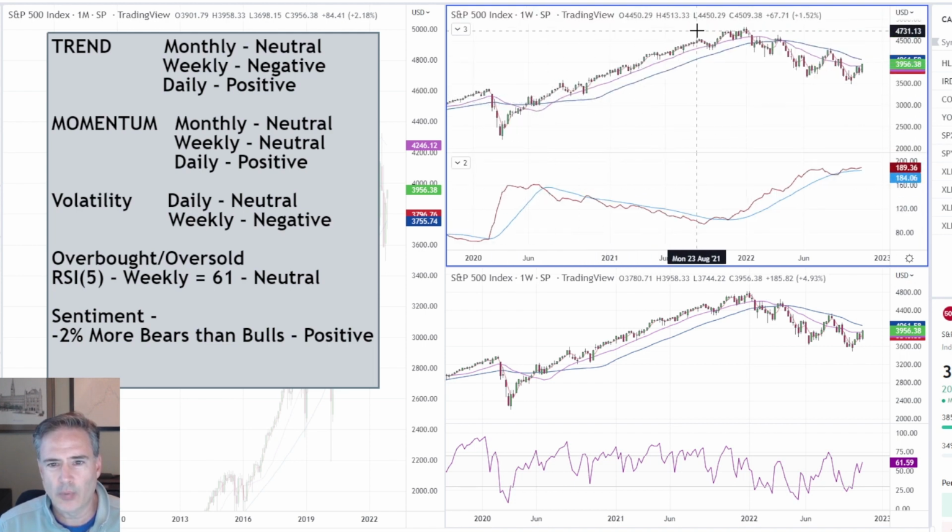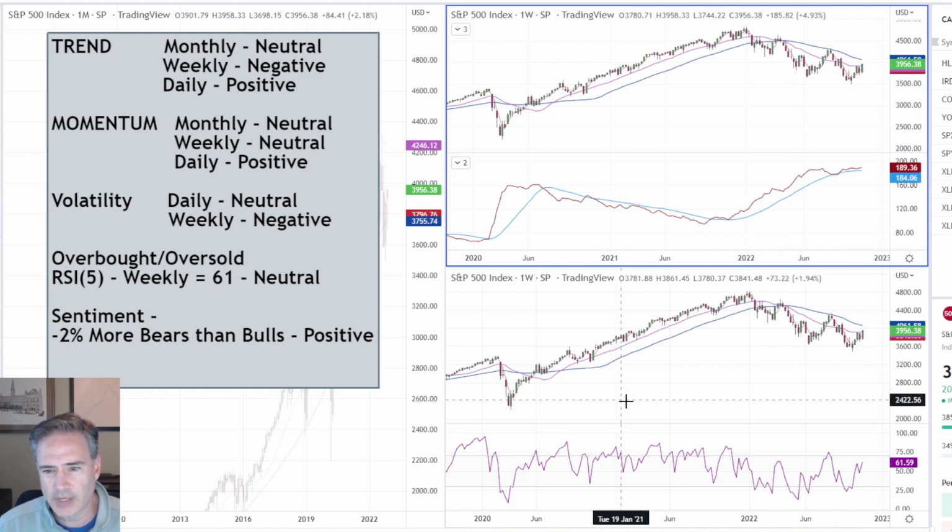You can see the turning points and how meaningful they can be. So we want to keep an eye on this. We'll just keep doing this on a weekly basis to see when the next real shift takes place.